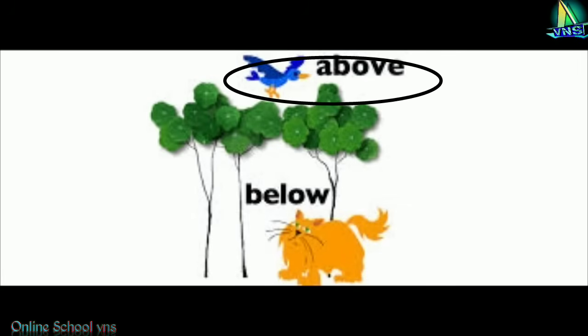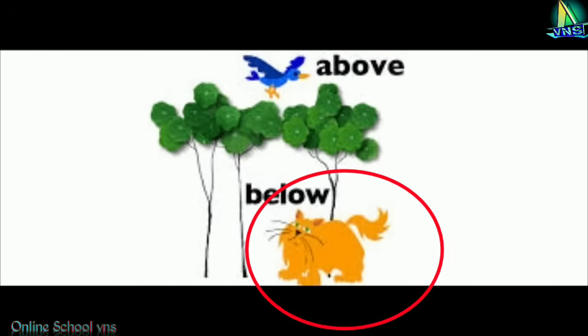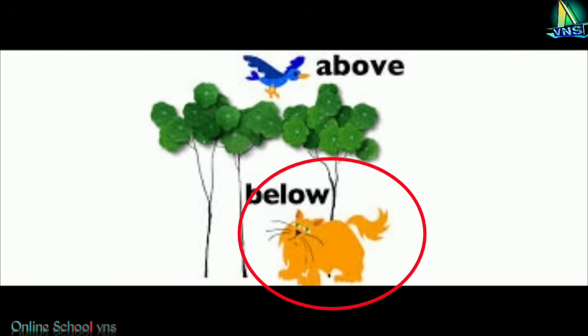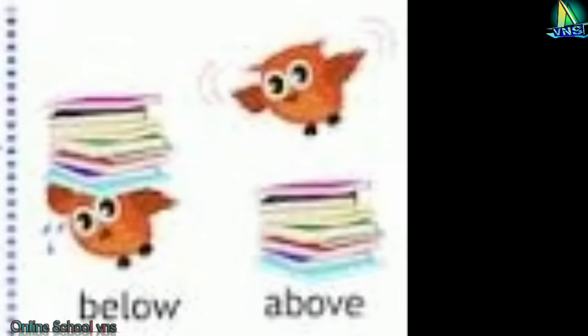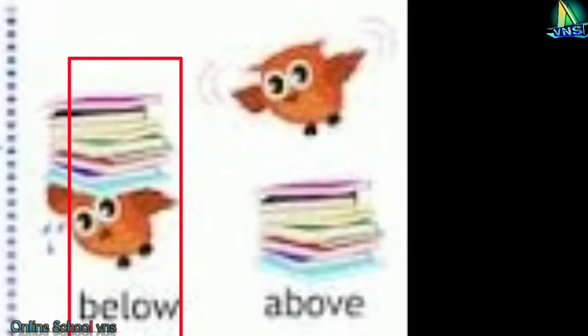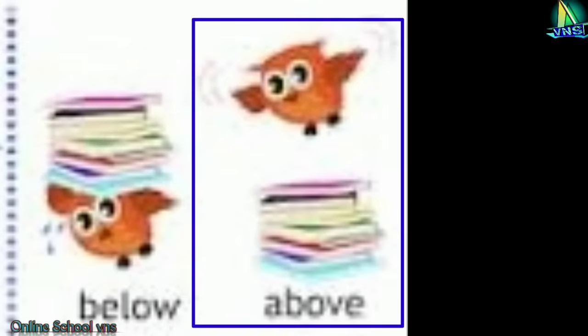In the figure we can see that the bird is flying in the sky, so we can say that the bird is above the tree, and the cat is sitting under the tree but it is not in contact with the tree, so we can say that the cat is below the tree. Now see in this diagram, the cat is above the table and the dog is below the table. And in this diagram, in the first diagram the bird is below the books and in the second diagram the bird is above the books.